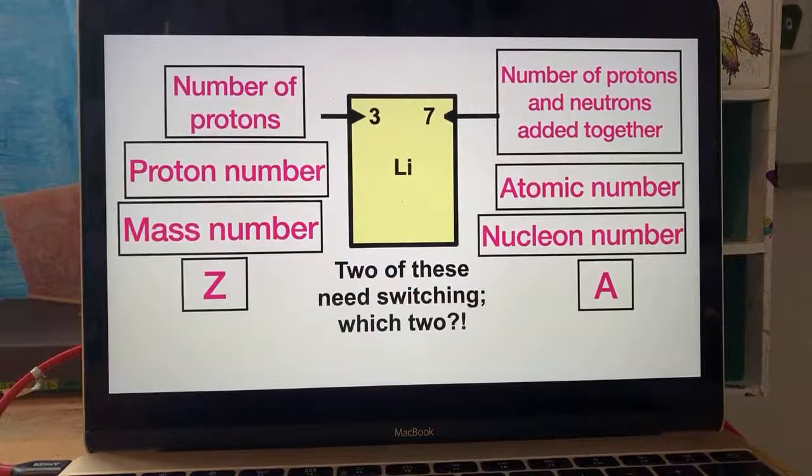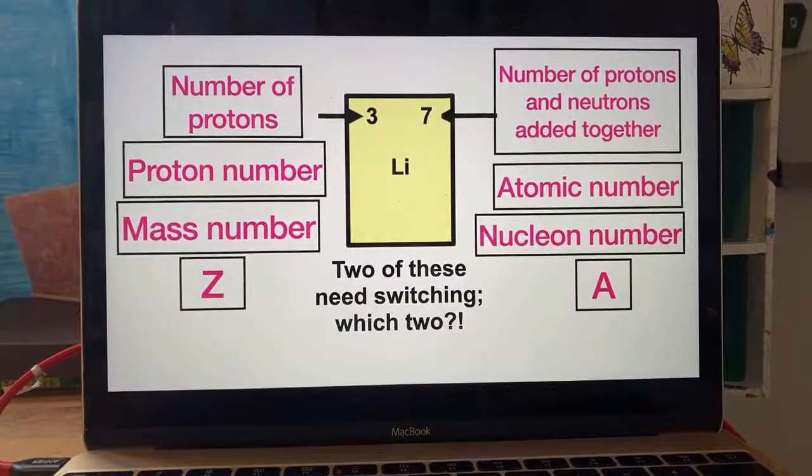Okay, here's that, just to recap. I've got some lithium here, and there's a number 3 on it and a number 7 on it. And I've said that the number 3 is the number of protons, otherwise known as the proton number, otherwise known as the mass number, otherwise known as Z. And the number 7 is the number of protons and neutrons added together that a lithium atom has in its nucleus, otherwise known as atomic number, otherwise known as nucleon number, otherwise known as A. But I've made a terrible mistake. 2 of those things need switching. Which 2?